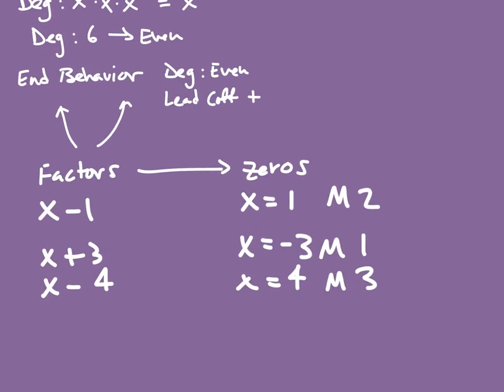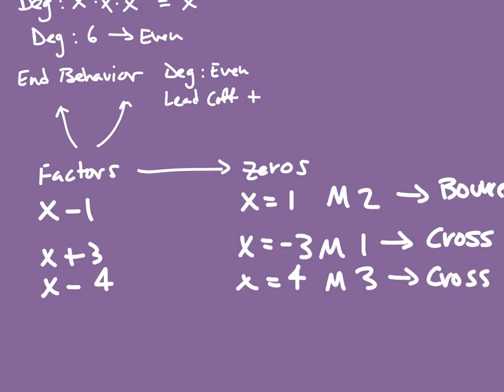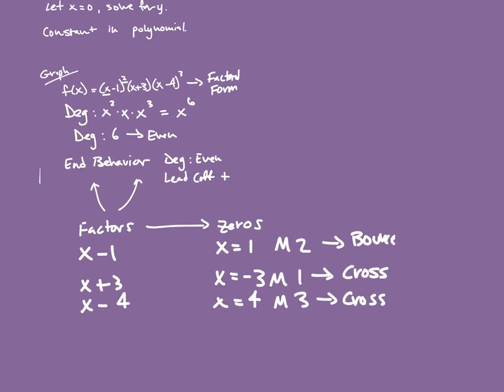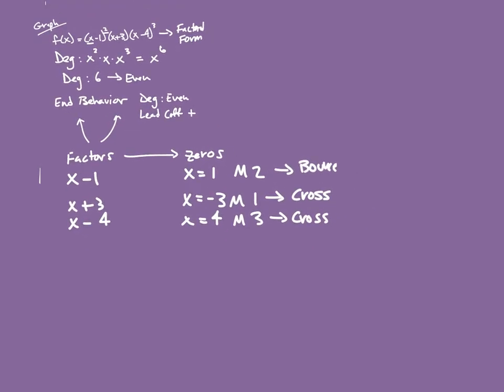So what I want to do from here: multiplicity 2 means we're going to bounce at that zero. Multiplicity 1 means we're going to cross at that zero. Multiplicity 3, because it's odd, means we're going to cross. So even means we bounce, odd means we cross. Putting all of this together, let's graph this.